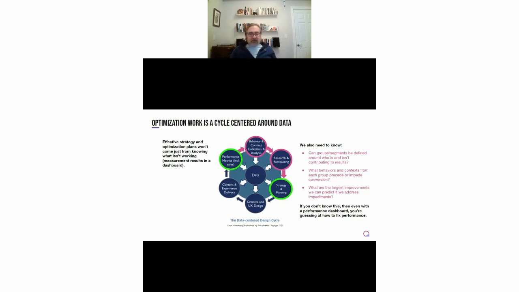and getting 10% more to convert is worth this much, then here's the ROI or the payoff on that effort, right? That's the ability to forecast from this research into who is and isn't converting, what behaviors or contexts precede or impede that conversion, and then what are the largest improvements that we can predict. That's where we should start our conversion.